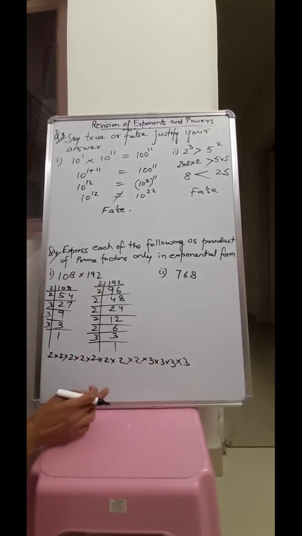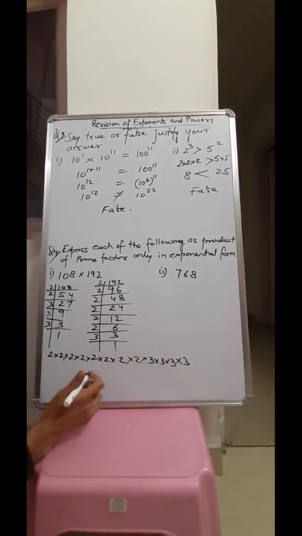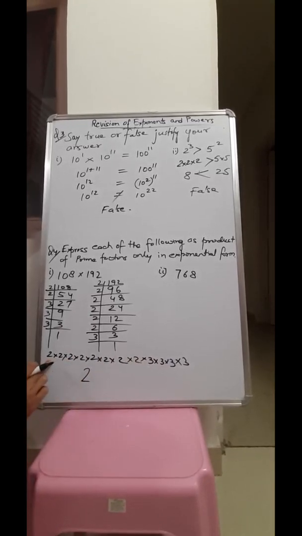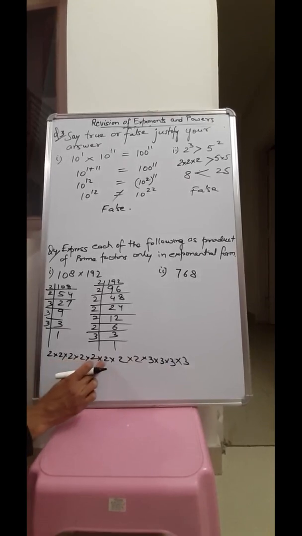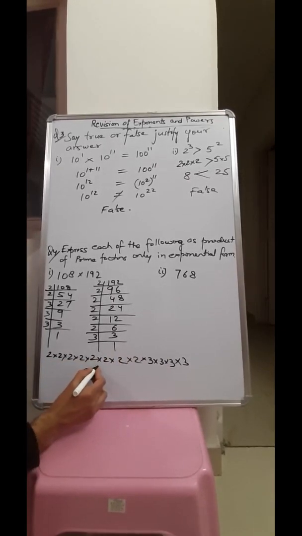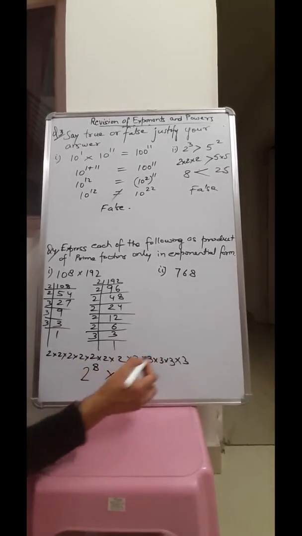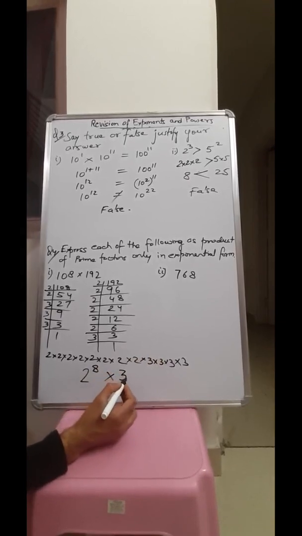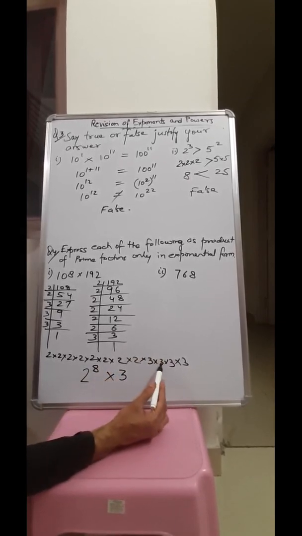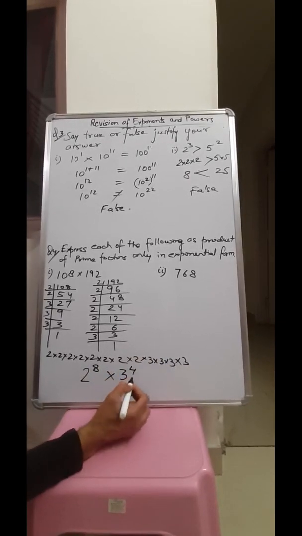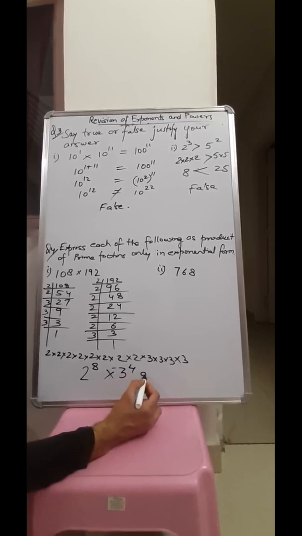Now you have to write this in exponential form. Here we can see the numbers are different, 2 and 3. First the base will be 2. How many times? 1 2 3 4 5 6 7 8. So 2 raised to power 8, multiplied by the next number 3. 3 comes 1 2 3 4 times, so the power of 3 will be 4. So this is your answer.